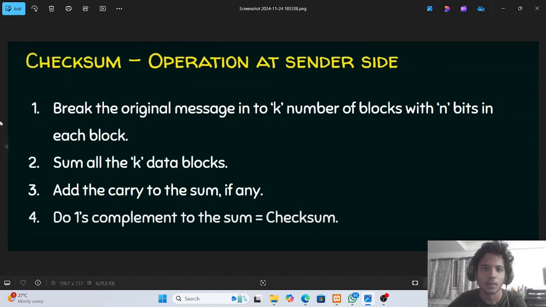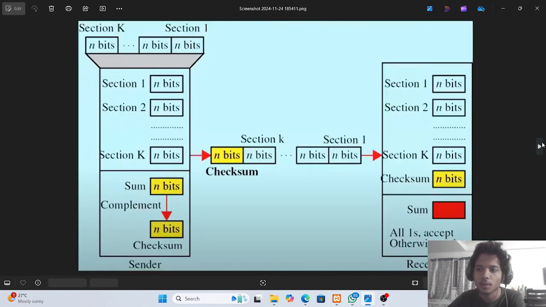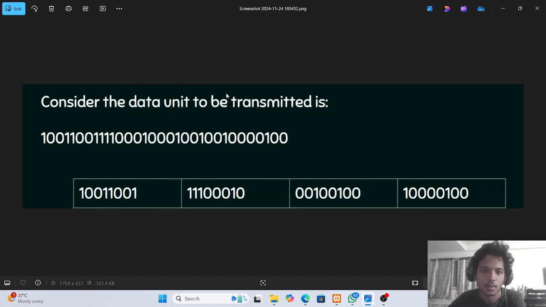First we'll go with the sender side. What will we do with the checksum from the sender side? First, we'll break the original message into k number of blocks. For example, this is our sender's data, and we'll be cutting it into k blocks, which here is four parts.